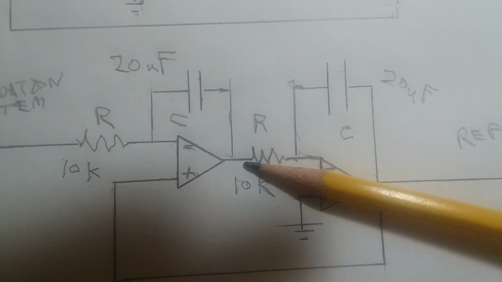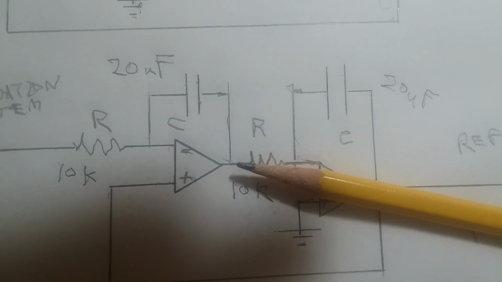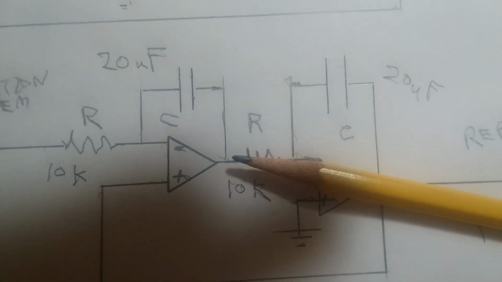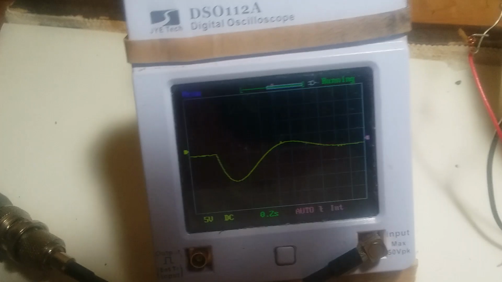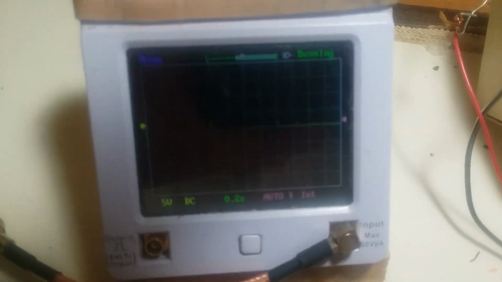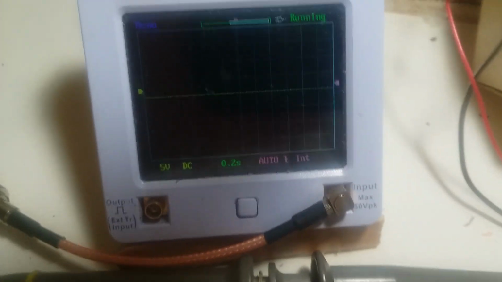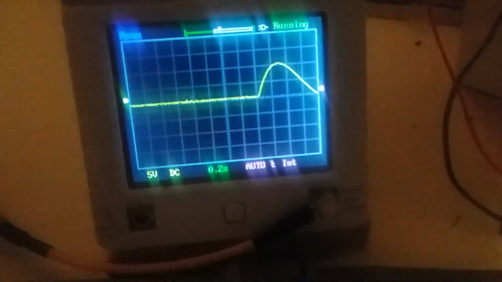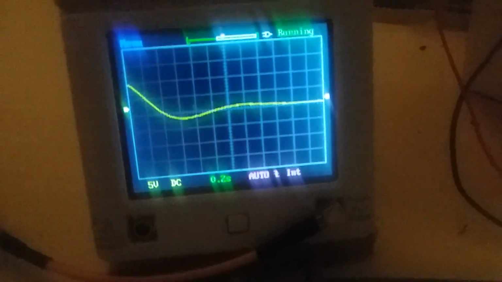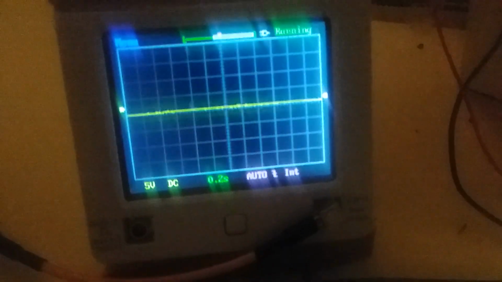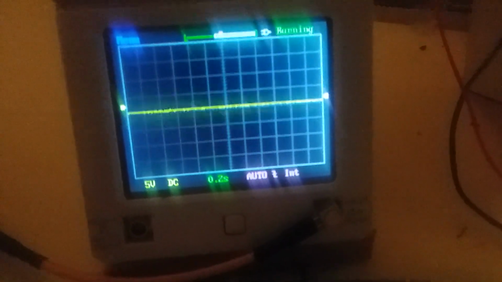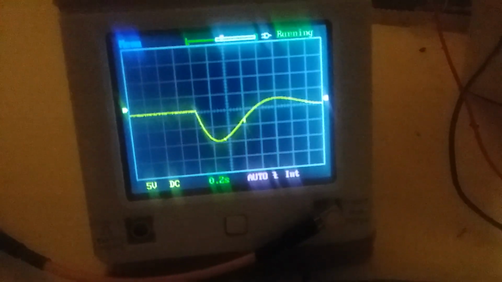So let's start with the error signal, or the difference between input and output. So here it is. There's the error signal. So the error signal must eventually be zero. There it is again, and there it comes down to zero.